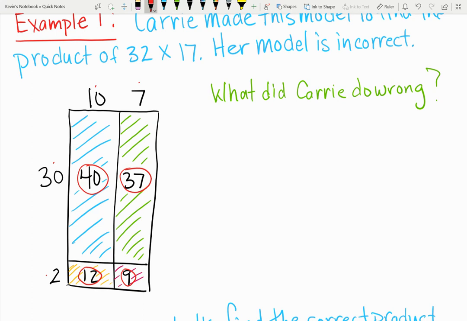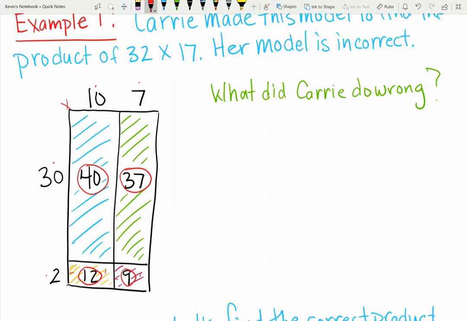If you said she added, you're correct. So instead of multiplying 30 times 10, she just added. So she did 30 plus 10, got 40, 30 plus 7, 37, and then 2 plus 10 is 12, and then 2 plus 7 is 9.